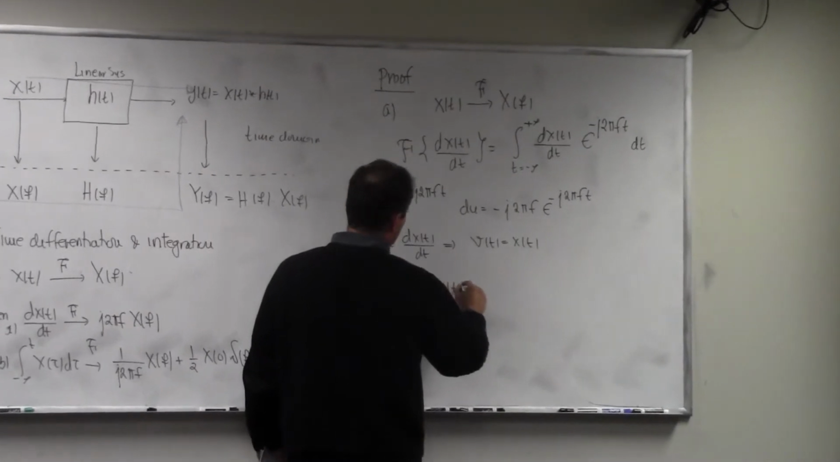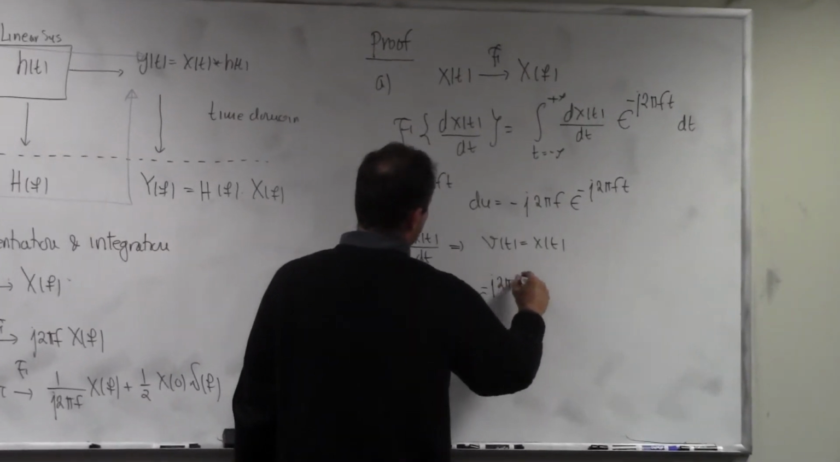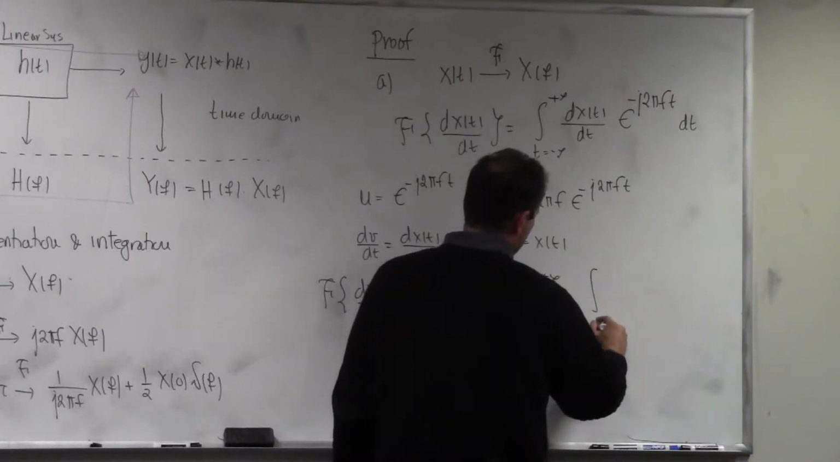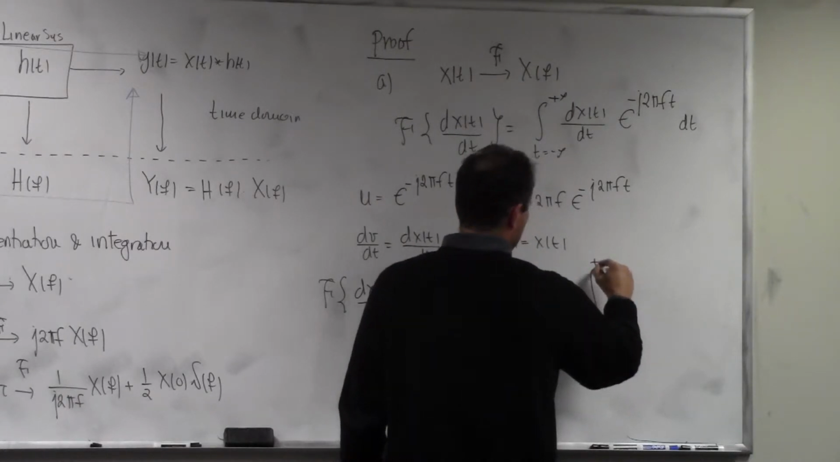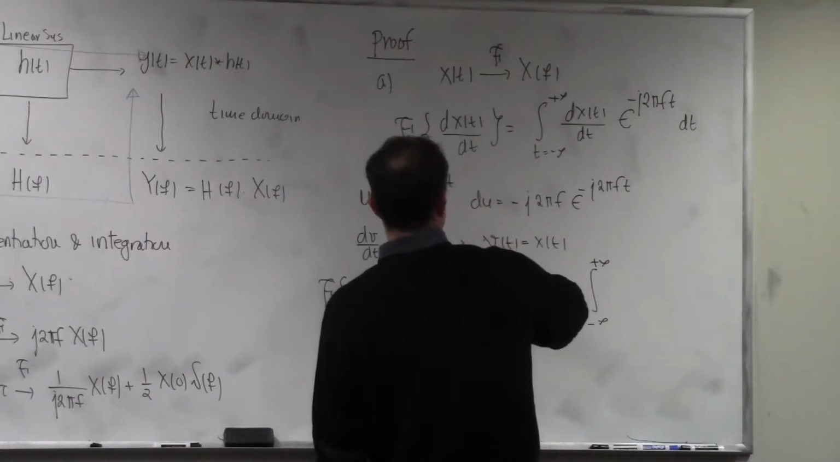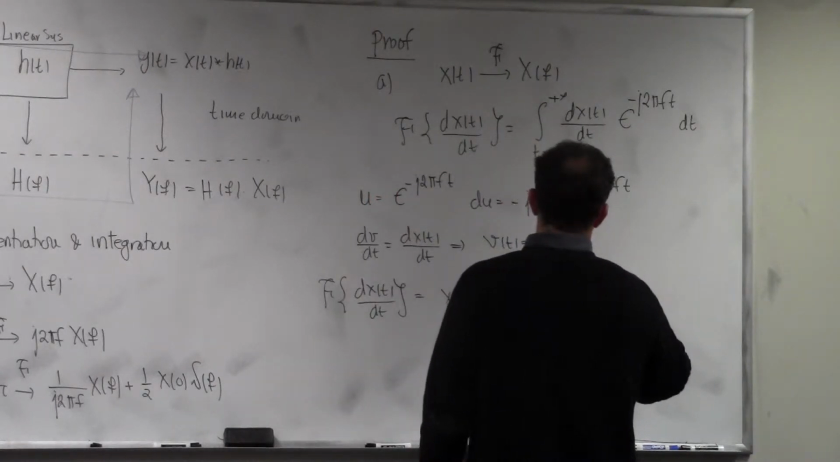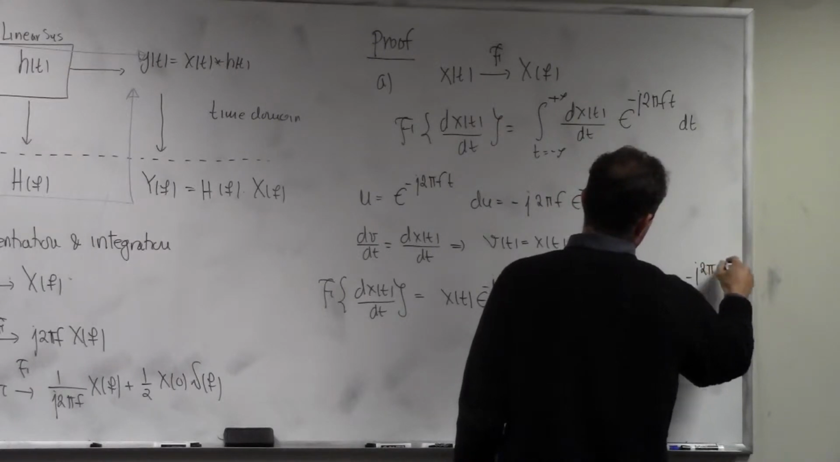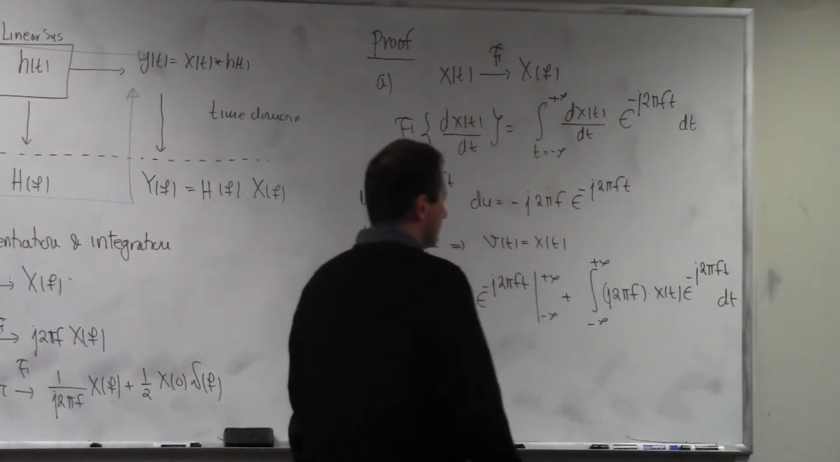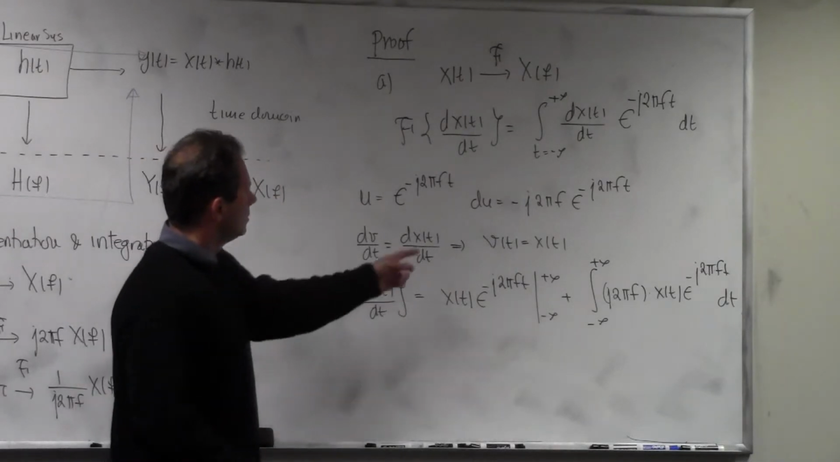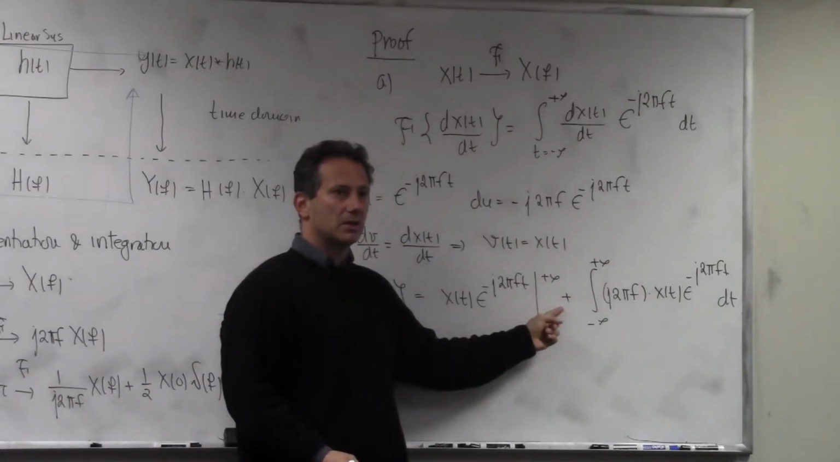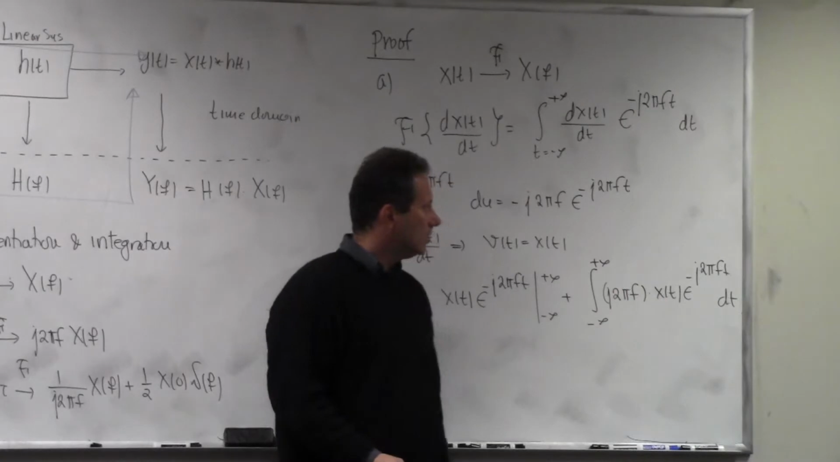So x of t e to the minus j 2 pi ft from minus infinity to plus infinity, and then plus the integral from minus infinity to plus infinity of v du, which is x of t times this. So it's j 2 pi f times x of t e to the minus j 2 pi ft dt. Okay, so it's u times v, this times this, minus v du, but because of this minus it becomes plus here, and then here's v du.